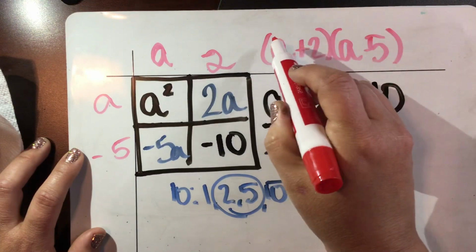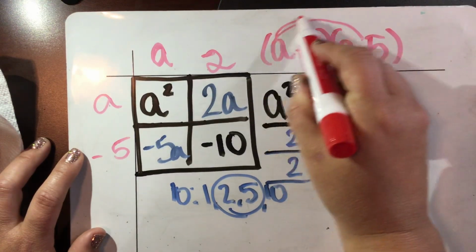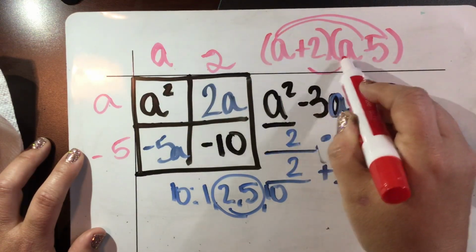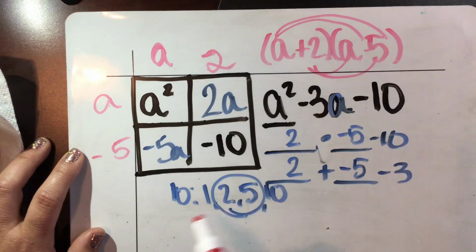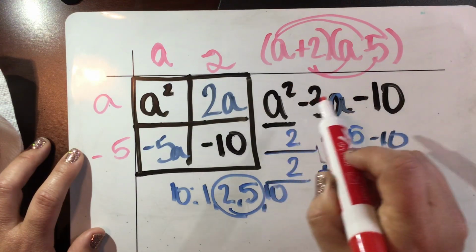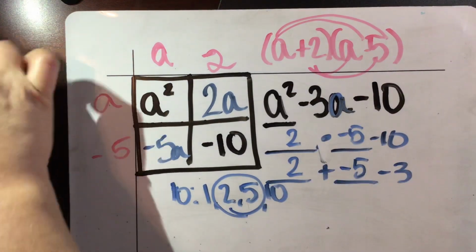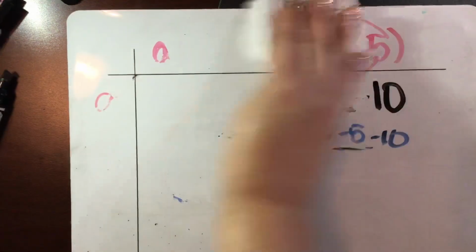And if we use double distribution, we can verify that that value works out to be a squared minus 3a minus 10. Let's try one more.